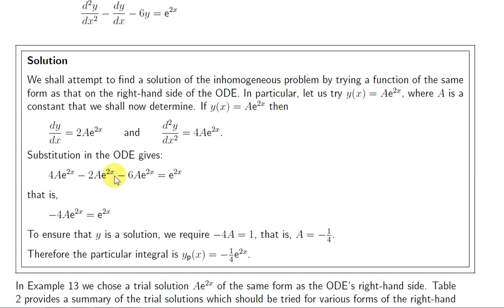So you see the left hand side is just a single term involving e to the 2x. Just gather the coefficients together to get minus 4a. So the only way that both sides can be the same for all values of x is if the coefficients are the same. So minus 4a must equal 1. So a must equal minus a quarter.